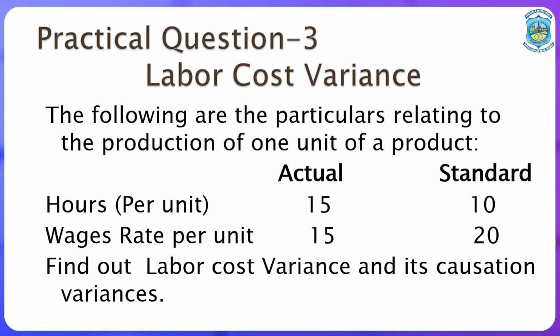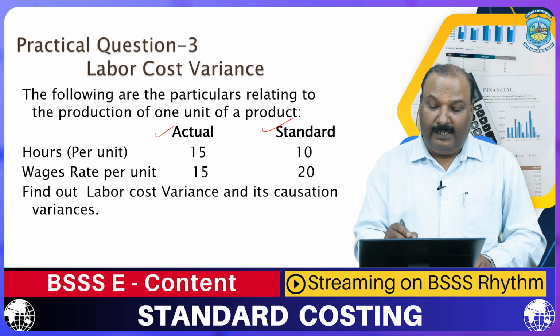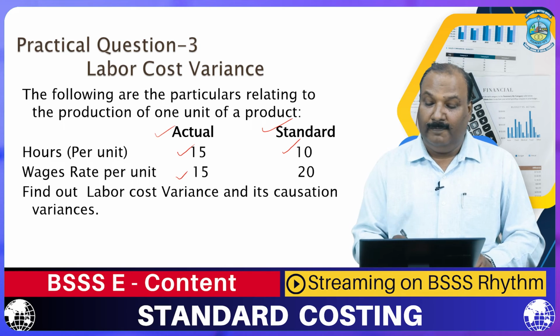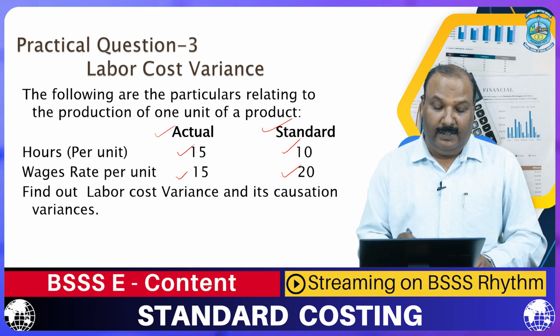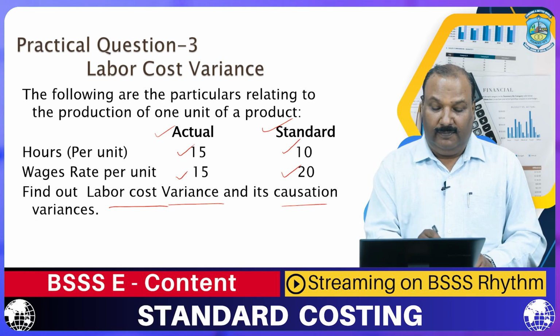Here we have question number 3, which is related to labor cost variance. The following are particulars relating to the production of 1 unit of a product, actual and standard. Actual hours per unit is given as 15 and standard is 10, whereas the wage rate per unit is given, actual is 50 rupees and standard is 20 rupees. Find out the labor cost variance and the other variances.